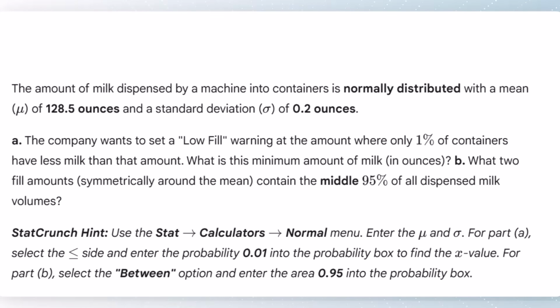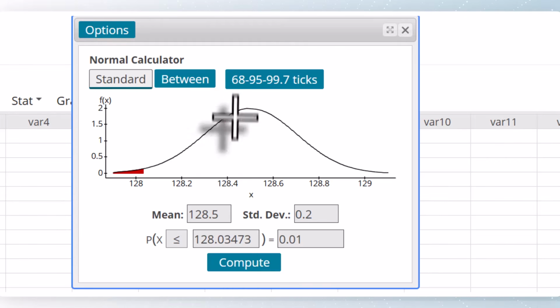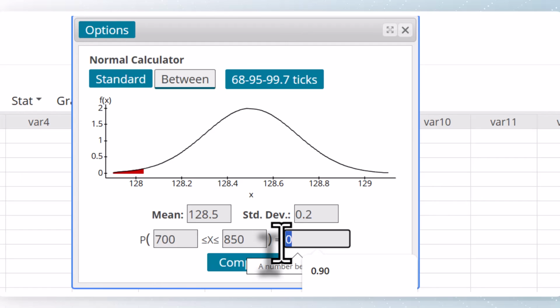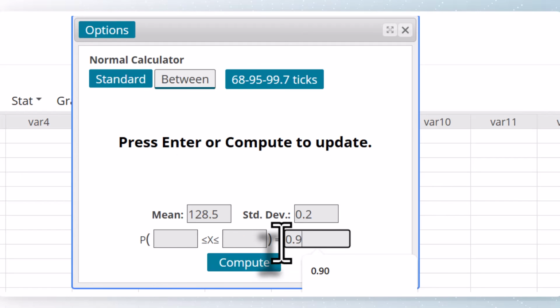So part B, what fill amounts symmetrically around the mean contain the middle 95% of all dispensed milk volumes. So he's giving you the area in the middle, which is 95%, and he wants you to find the x value toward the end of this area and the x value at the beginning of this area. And how do we do that? So you just go to between this time. And he says the area is 95%, so you just put the 0.95 right here.